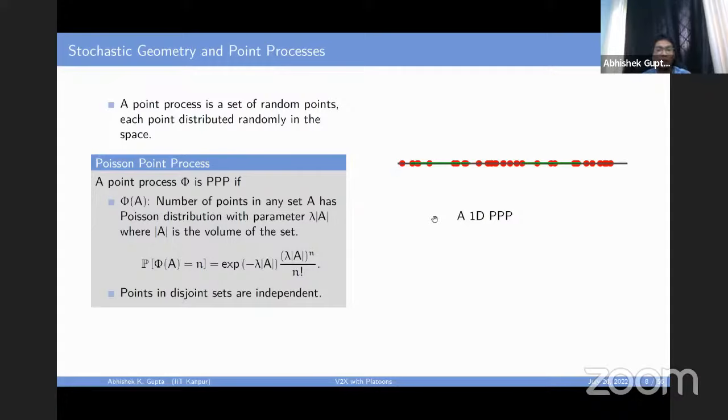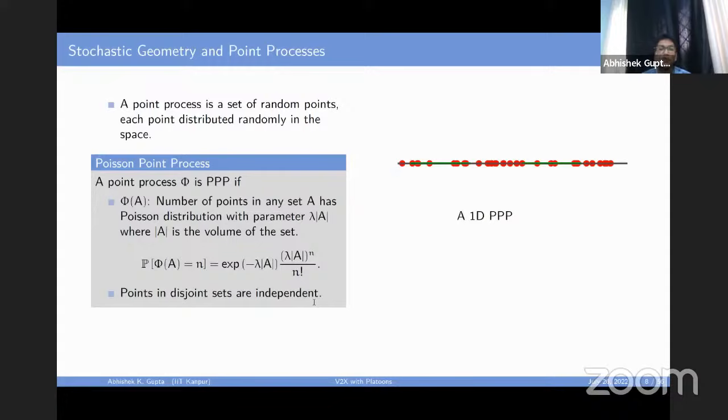Sometimes it can be more or sometimes it can be less, but overall, if you want to calculate how many points are there, the distribution will be a Poisson distribution. And the second property it has is, if you take any two disjoint sets, the number of points are independent. So basically, you can talk about different areas. The point process is independent in those areas. So this independence property is a particular property of the Poisson point process.